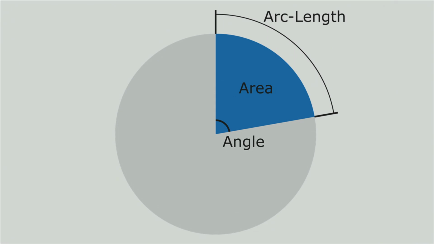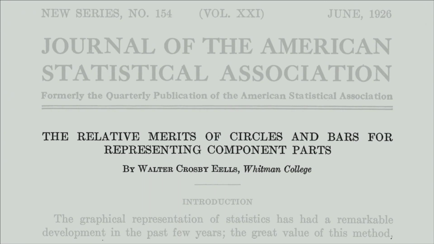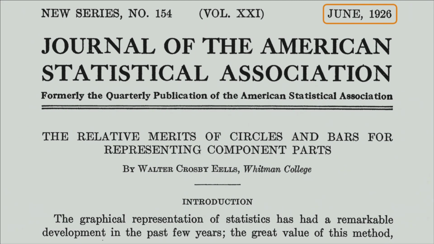So to tell you about the history of the angle in pie charts, I want to introduce you to Mr. Walter Crosby Eells. He wrote a paper on the relative merits of circles and bars for representing component parts for the Journal of the American Statistical Association. And he wrote it a while ago. This was in June 1926, 90 years ago. That's pretty amazing. There aren't a lot of things that we still rely on that are 90 years old.